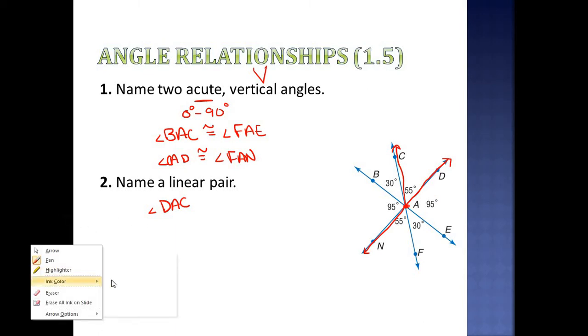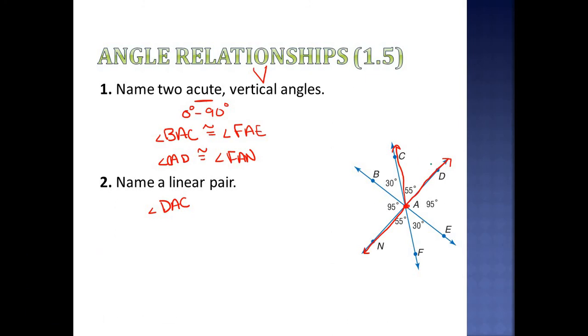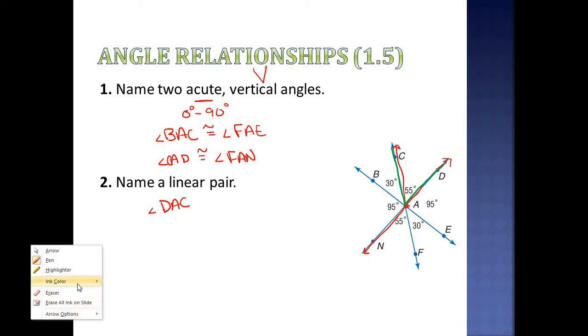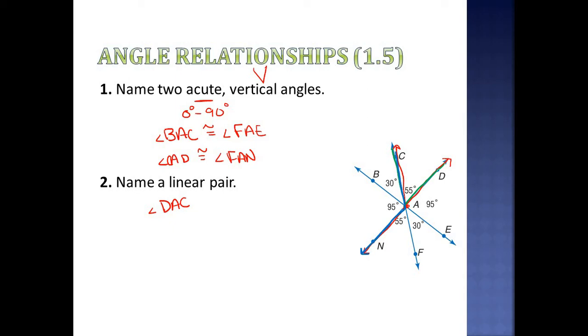Let me put it in, let's say, green here. This angle right here, angle DAC, right? And then we can say another angle, let's put this one in a light blue here, angle CAN, right? Their non-common sides are opposite rays, and they share a vertex and a common side.